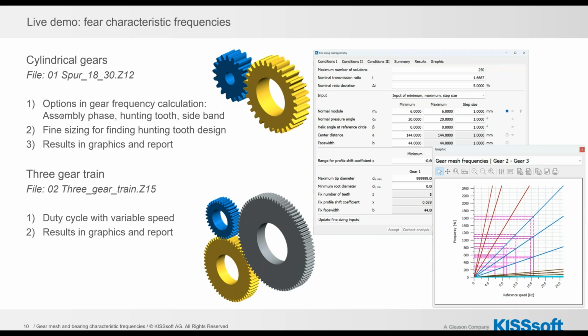In the cylindrical gears, I will show you the options on how to calculate the gear frequencies, the tools for finding a better design of the gear pair, and also how the gear mesh frequency is represented in graphics and in the report. In the 3-gear train, I will show you the usage of duty cycle with variable speed.